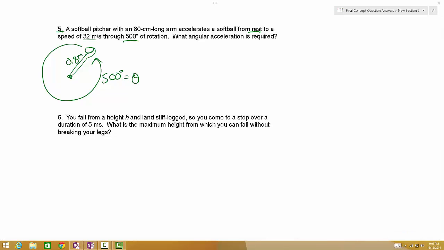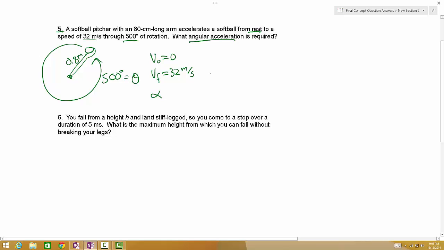And what else do we know? We have the word rest here, so that means that V naught is equal to 0. And eventually we get to 32 meters per second, so that's V final is equal to 32 meters per second. And we're looking for angular acceleration, so we're looking for alpha. So we need something to connect theta, alpha, velocities. But we don't have time anywhere in this. It's not asking us for how long this takes.